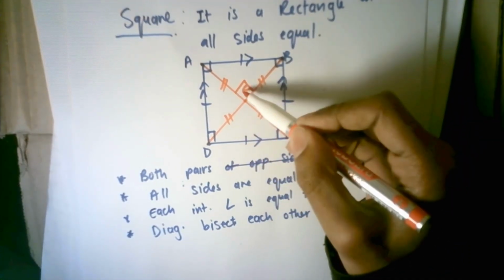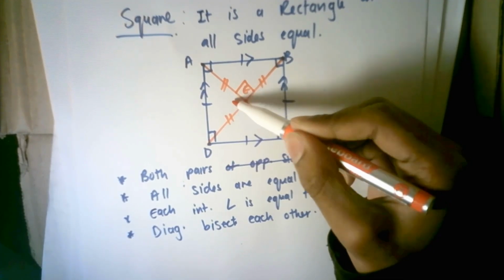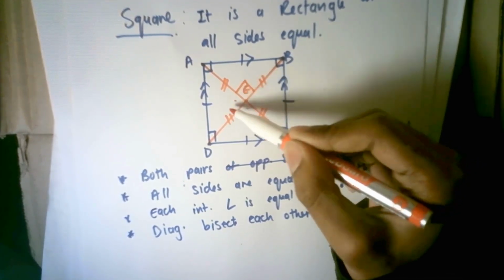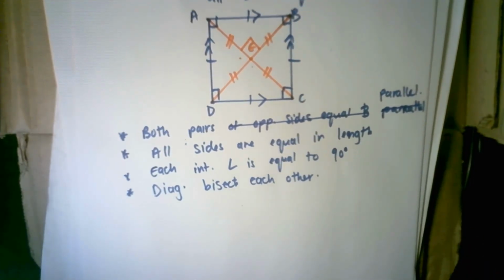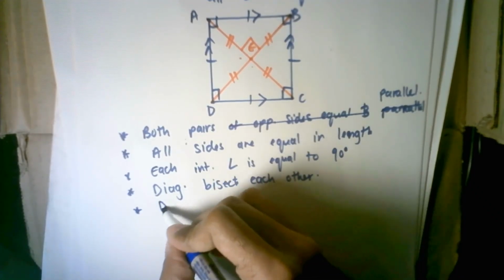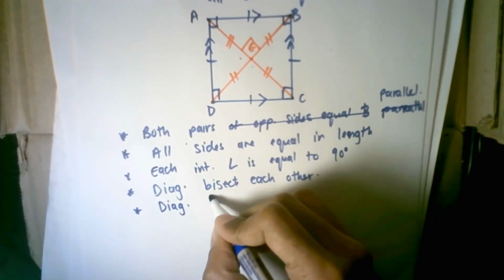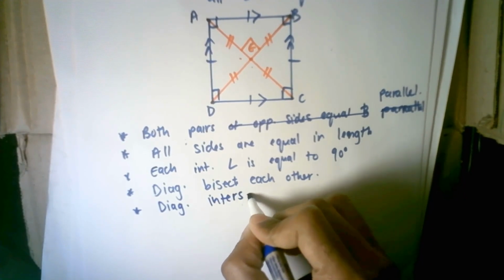Of course, if this angle is 90 degrees, this angle is 90 degrees, and so on, since the angles in a revolution add up to 360 degrees. So the diagonals actually intersect at 90 degrees, which I find quite interesting as well. So the diagonals intersect at 90 degrees.